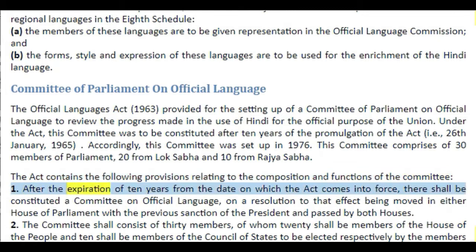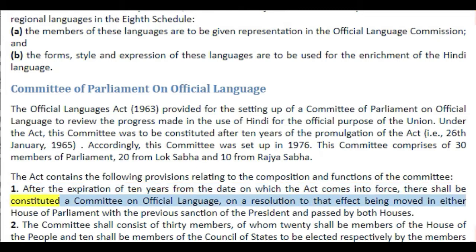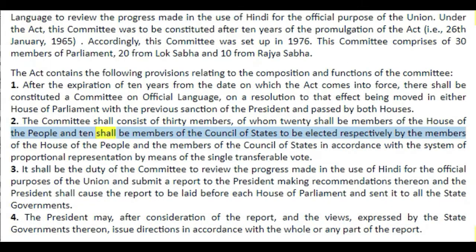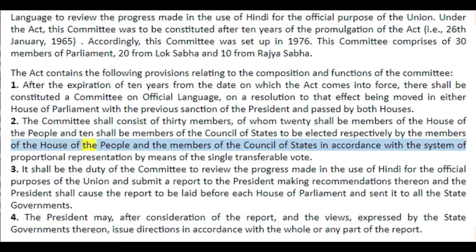1. After the expiration of 10 years from the date on which the Act comes into force, there shall be constituted a Committee on Official Language, on a resolution to that effect being moved in either House of Parliament with the previous sanction of the President and passed by both Houses. 2. The committee shall consist of 30 members, of whom 20 shall be members of the House of the People and 10 shall be members of the Council of States, to be elected respectively by the members of the House of the People and the members of the Council of States in accordance with the system of proportional representation by means of the single transferable vote.